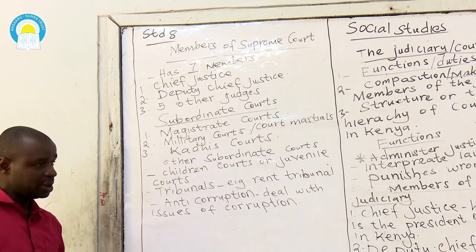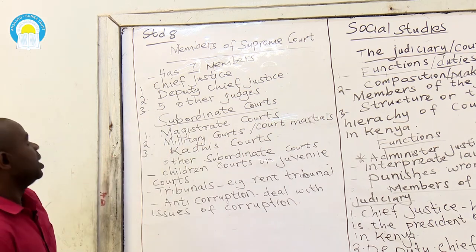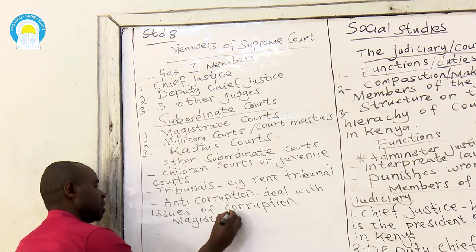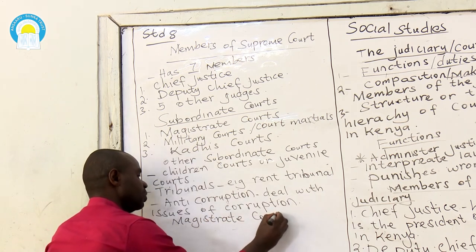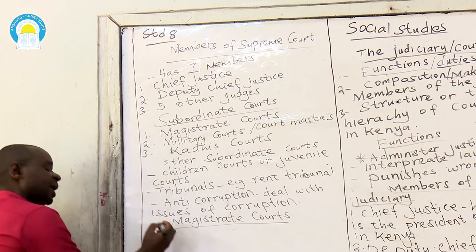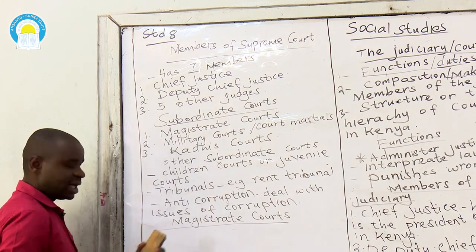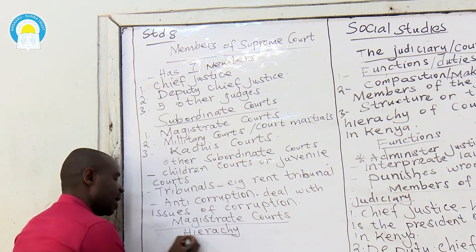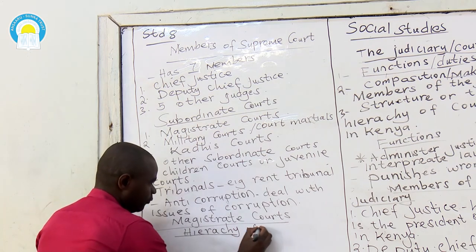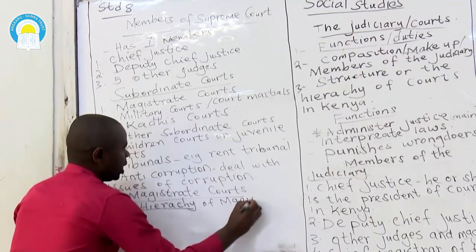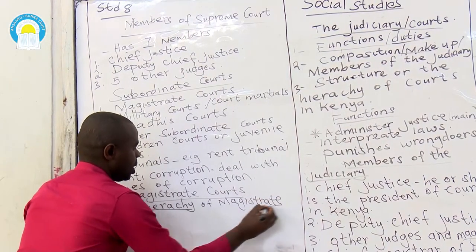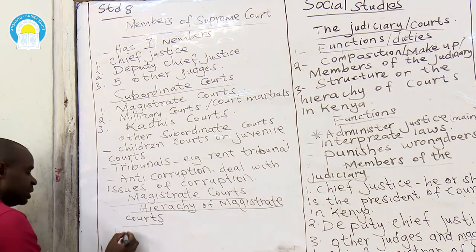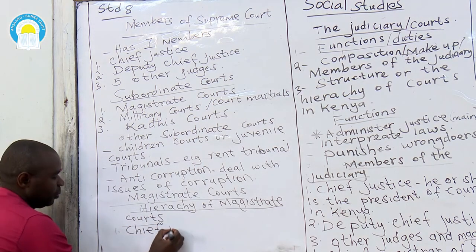I think that one is a flashback of class 5 work, whereby under magistrate courts, we have the hierarchy from the highest. So I can just use the word hierarchy, meaning from the highest, the hierarchy of magistrate courts in Kenya. Actually, from the highest, we have the chief magistrate court.